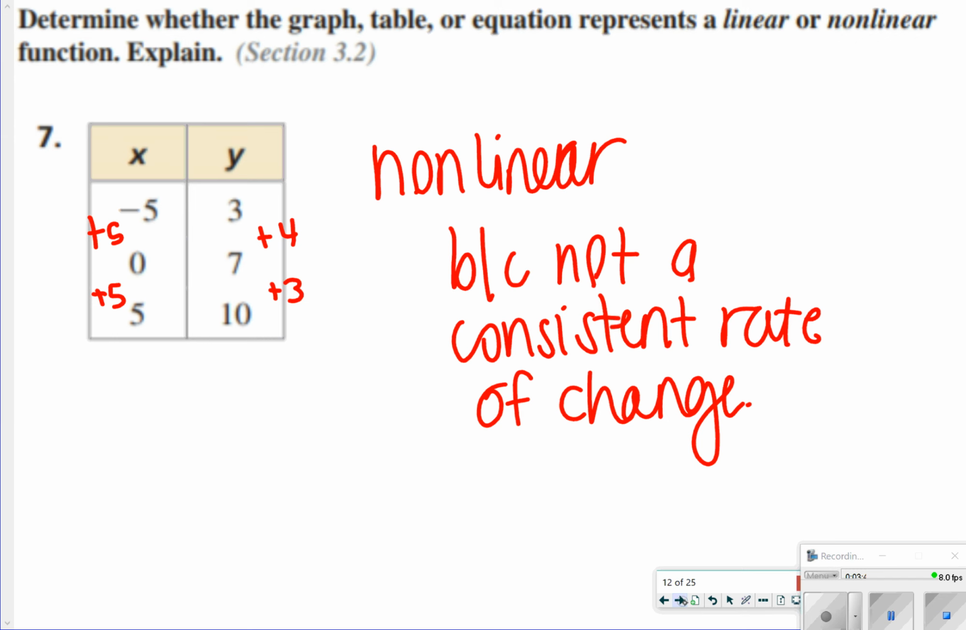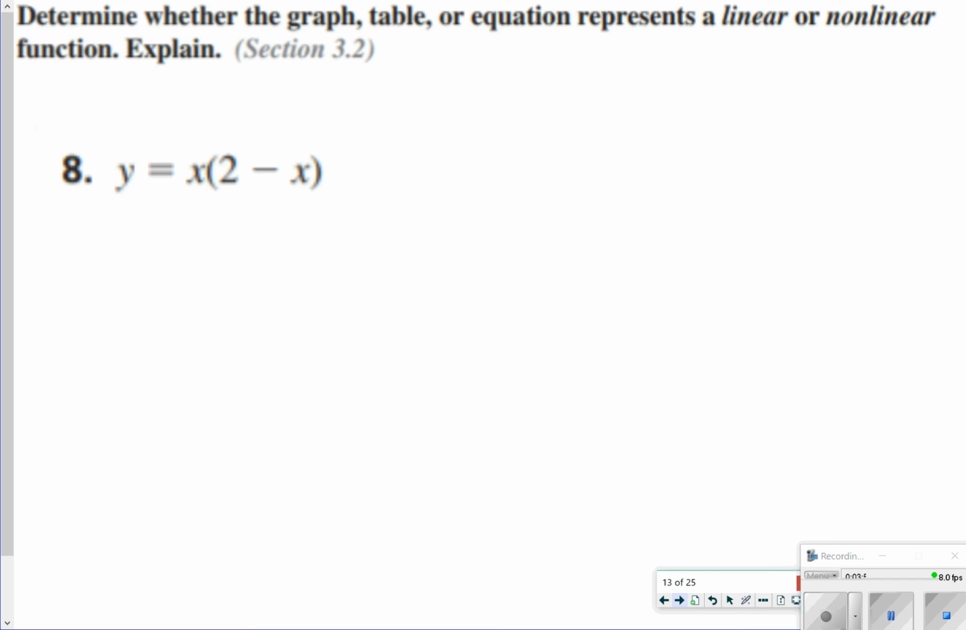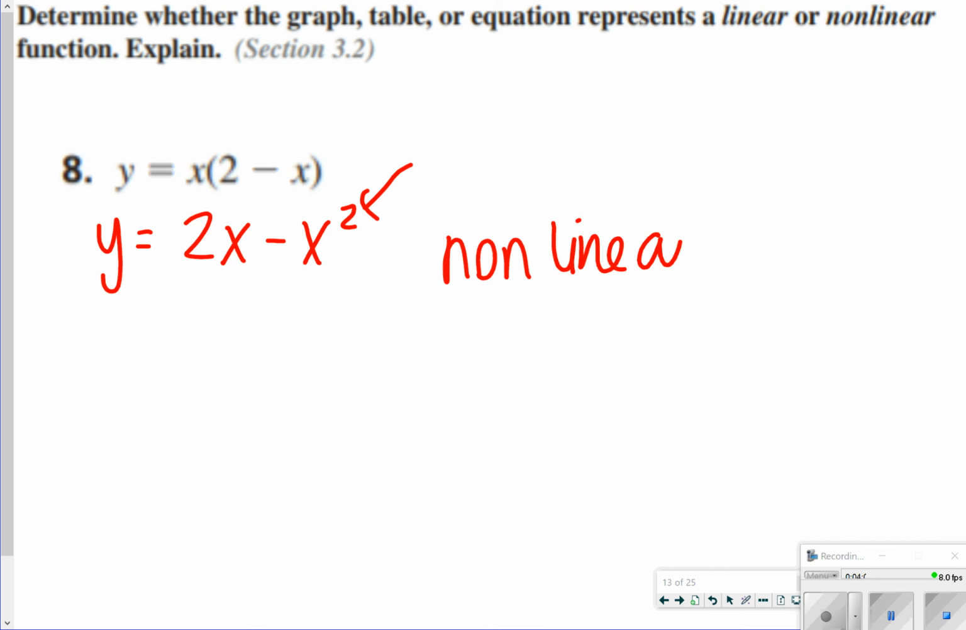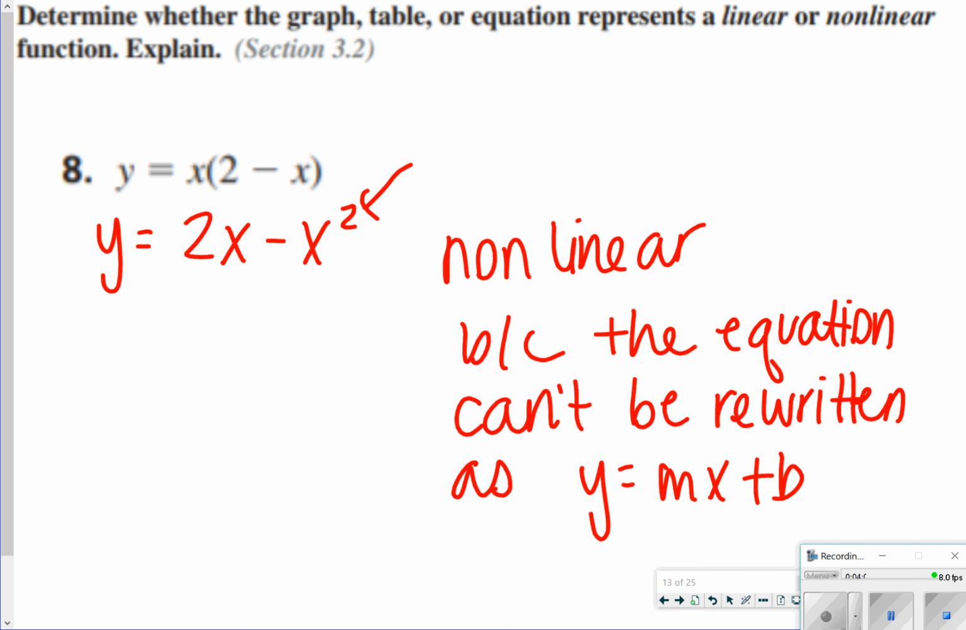For this one, if you distribute the x, you'll get y is equal to 2x minus x squared, and right away, this guy makes it nonlinear because this equation cannot be rewritten as y is equal to mx plus b.